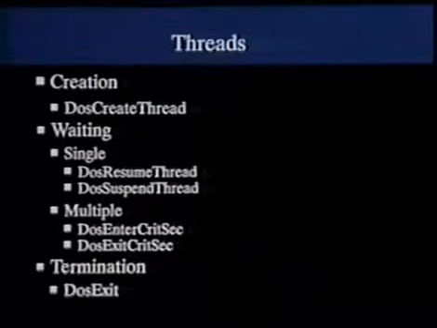The second set of services are what we call the thread services. These allow you to start up multiple paths of control in your program. So we have two different things. We have a set of resources called a process, and then a path of control through the process called a thread.